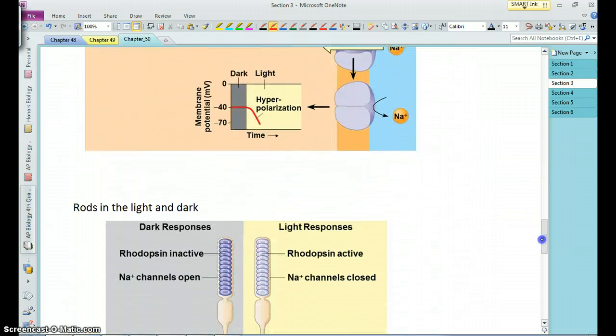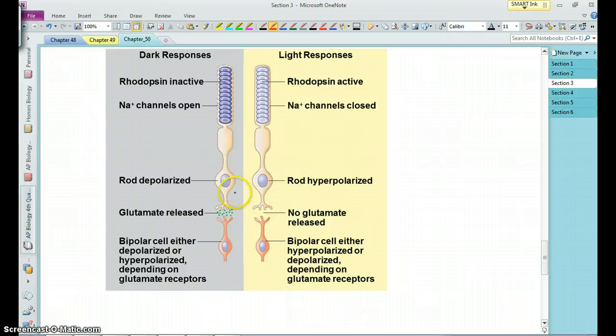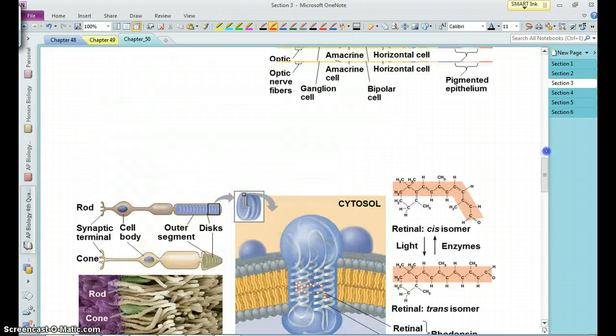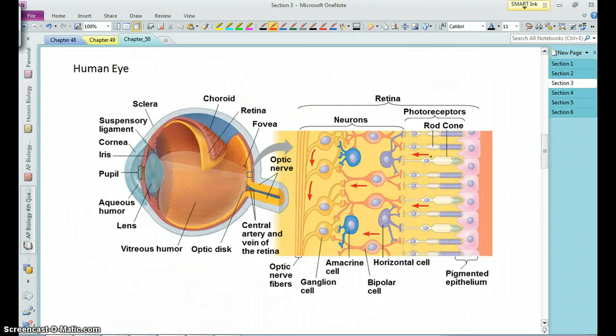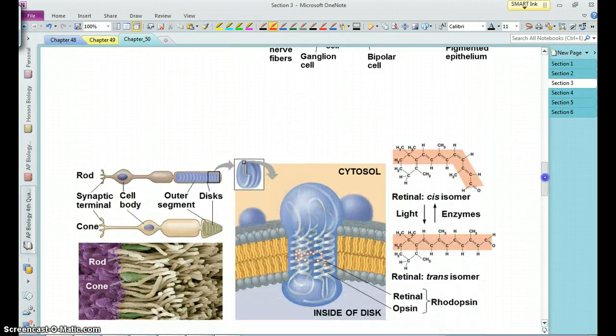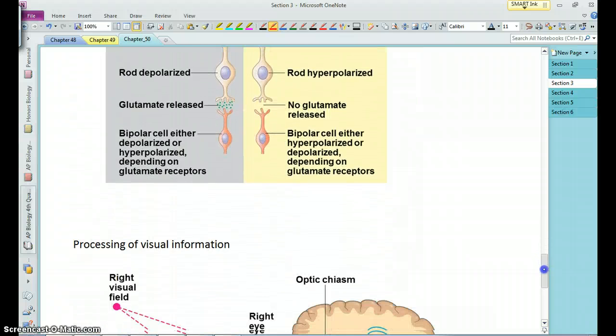Alright, back down here. So in the dark, again, the rods and cones are releasing glutamate. In the light, they're not. And the bipolar cells that they are connected to will receive that glutamate, and that bipolar cell itself can be depolarized or hyperpolarized depending on the kind of receptors it has for the glutamate. And the same in the light, when there's no glutamate being released, those cells can be either hyperpolarized or depolarized depending on the kind of receptors they have. So the bipolar cells essentially respond in different ways whether there's light or no light. And this is what allows us to see a complexity of information.